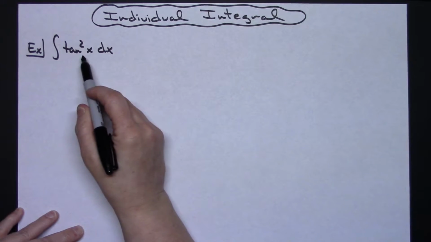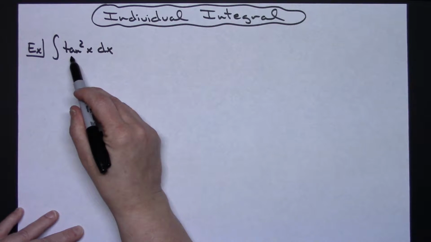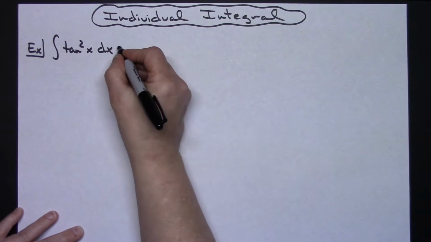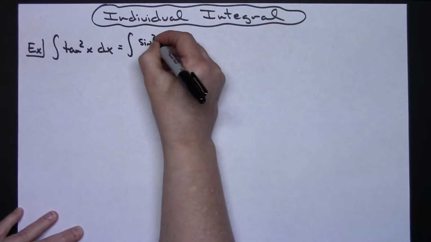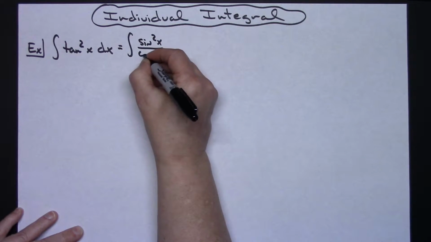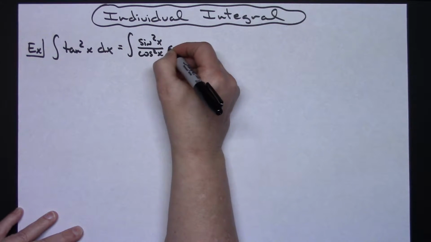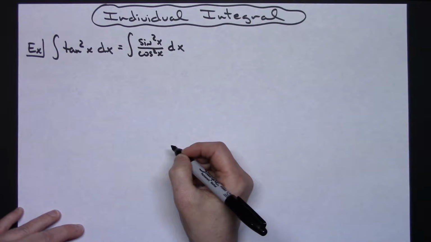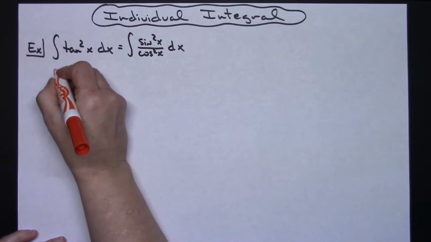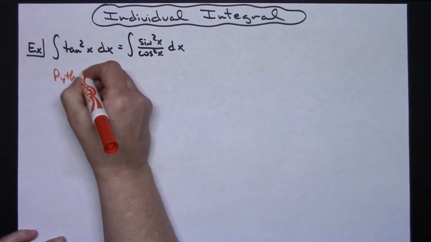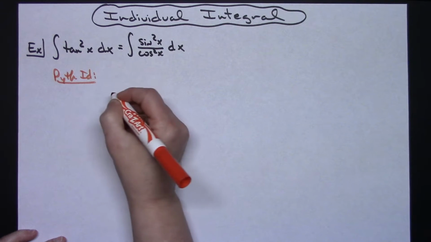I've got a squared quantity here, so I'm going to switch my tangent to sine over cosine. That's a common trig substitution. So it's going to be sine squared x over cosine squared x dx. And then at that point I'm going to refer back to my Pythagorean identities. We'll write them out here just in case you have forgotten them.